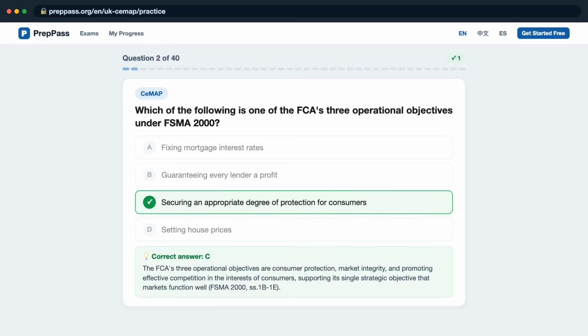The FCA's 3 operational objectives are consumer protection, market integrity, and promoting effective competition in the interests of consumers, supporting its single strategic objective that markets function well. FSMA 2000, S1B(1)(E).